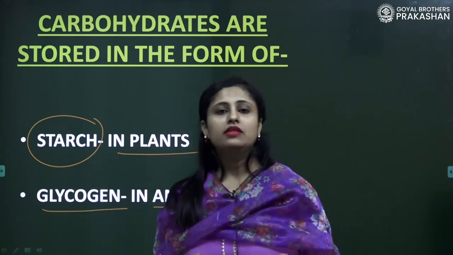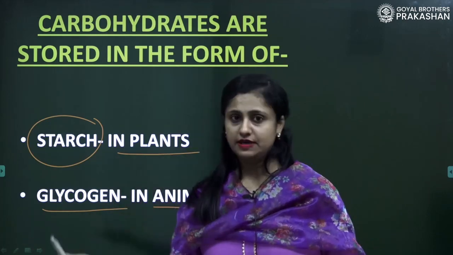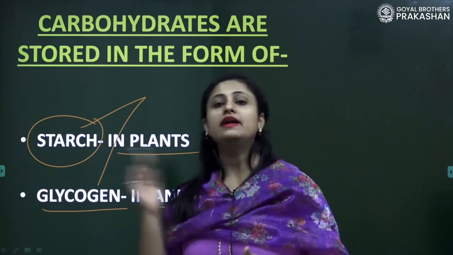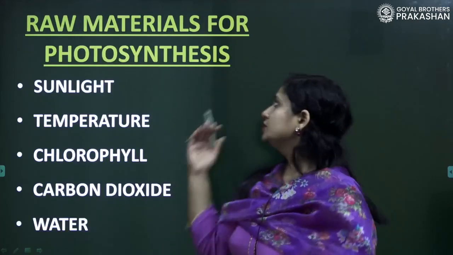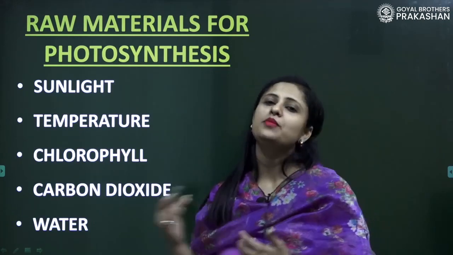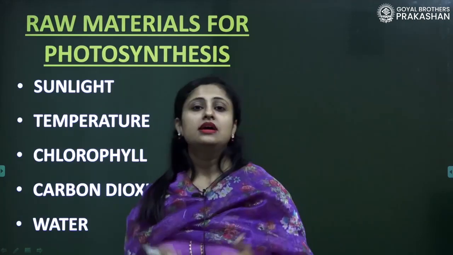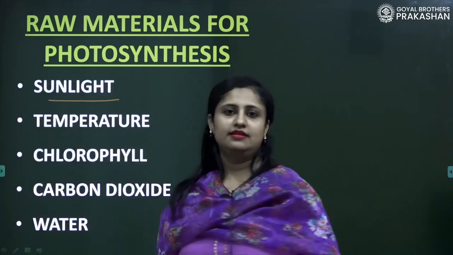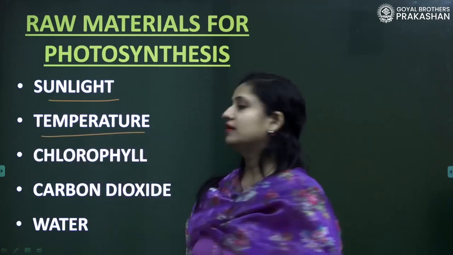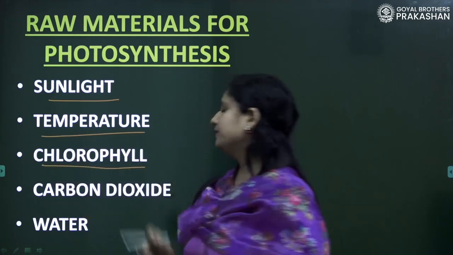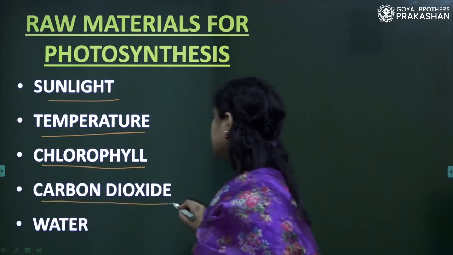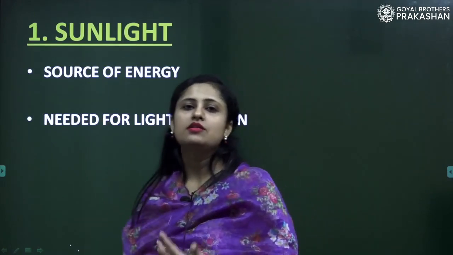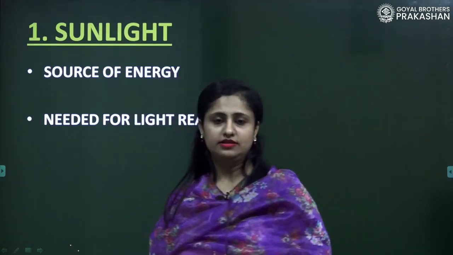So as and when the energy is required in the future, these are the reserved forms of energy which are used at that time. Now let's come to the raw materials for photosynthesis in more detail. The raw materials used in photosynthesis are: number 1, sunlight; number 2, temperature; number 3, chlorophyll; number 4, carbon dioxide; number 5, water.